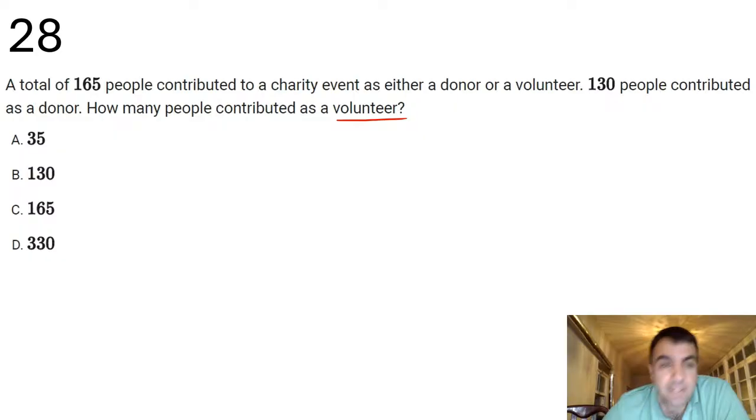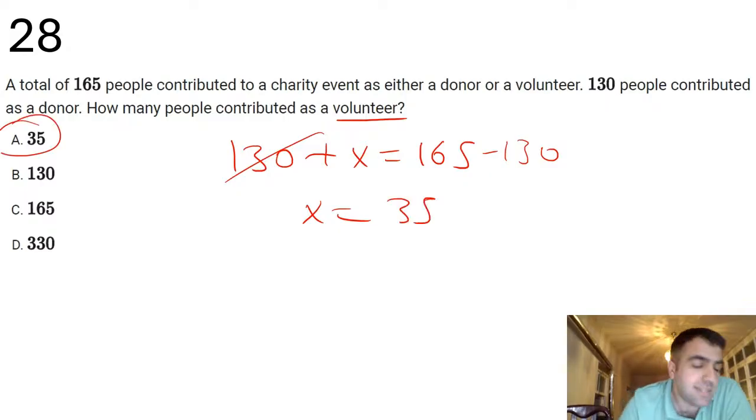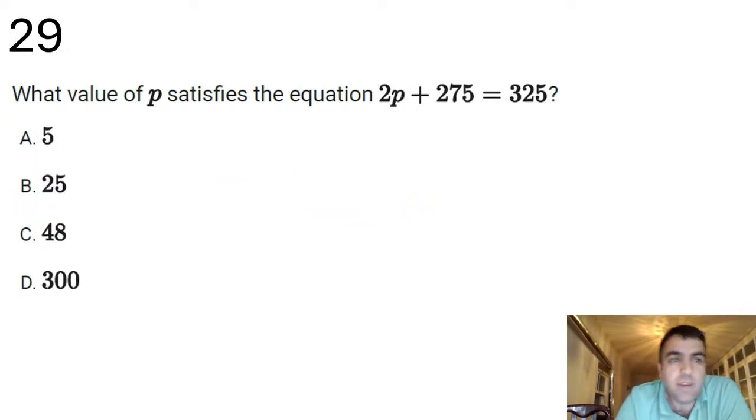Fear says it is A. 130 plus x is equal to 165, and x is equal to 35, right? The correct answer is A. 29th question. What value of P satisfies the equation 2P plus 275 is equal to 325?